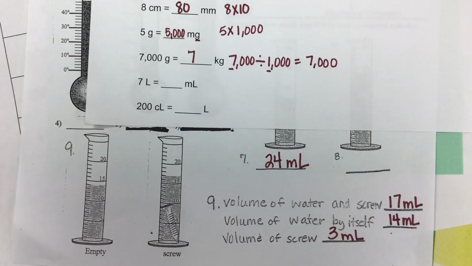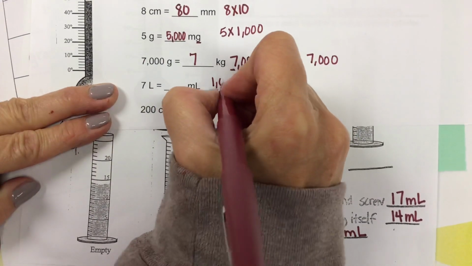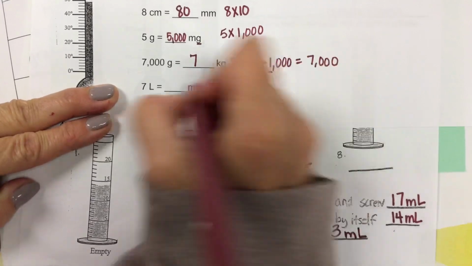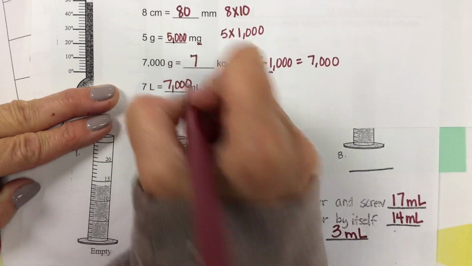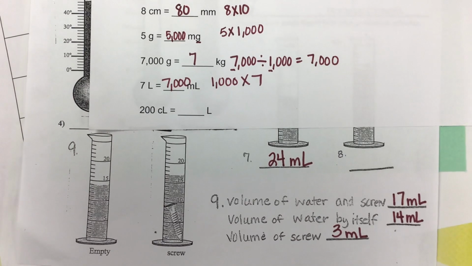There's 1,000 milliliters in a liter. There's 1,000 millimeters on this meter stick. How many millimeters would be on 7 meter sticks? 7,000. You have to do 1,000 times 7 to get 7,000. Okay, centiliters. How many centiliters are in 1 liter?